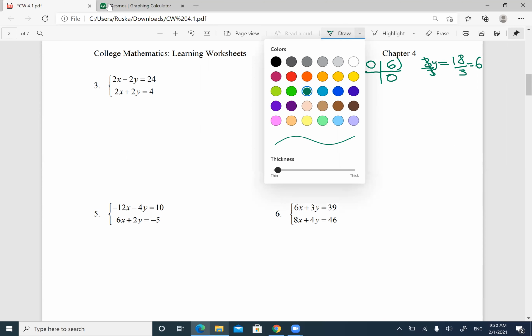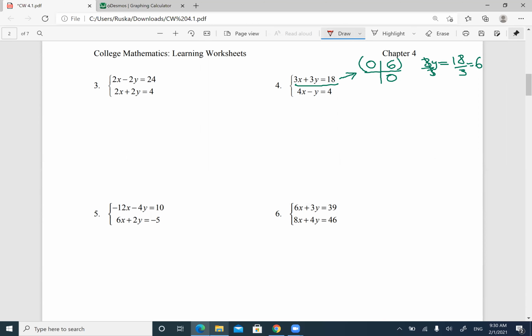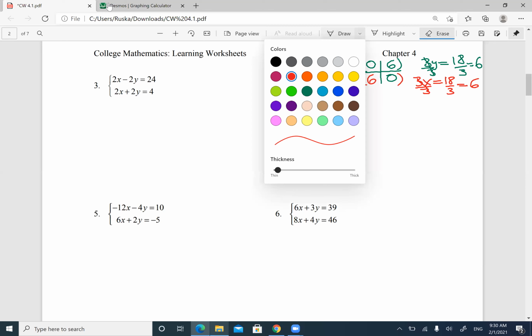Then I replace y with 0. 3 times 0 is 0, so I get 3x equals 18. I divide by 3, so x is equal to 6. So my first point is 0, 6, and my second point is 6, 0. These are the 2 points I need to graph. And then I'm going to do the same for the second equation.